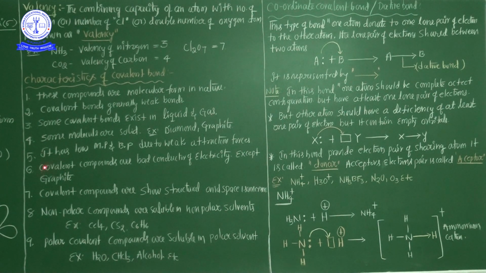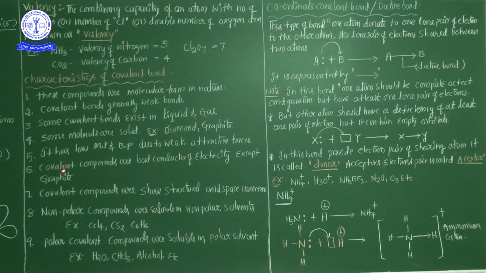Next, the fifth point: it has a low melting point. MP means melting point, BP means boiling point. It has a low melting point and boiling point due to the weak attraction forces between the two atoms. This is an important point: low melting point and low boiling point.